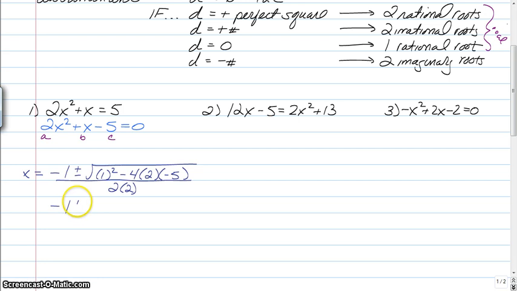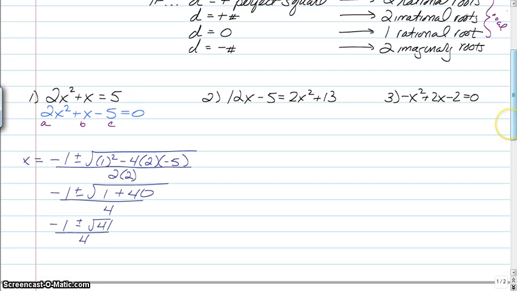That's a negative 1 plus or minus the square root of 1 minus 4 times 2 times a negative 5, which is going to be a negative 40, which is going to change to plus 40 minus a negative, all over 4. So we have negative 1 plus or minus the square root of 41 over 4. And that is your final answer because 41 cannot be simplified.